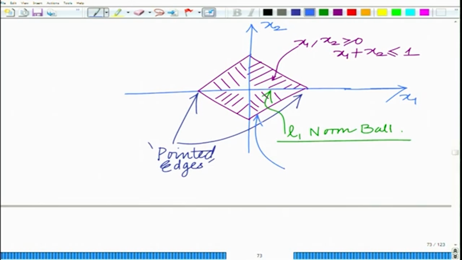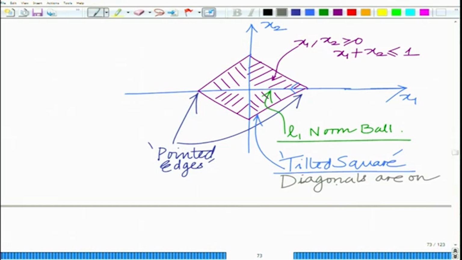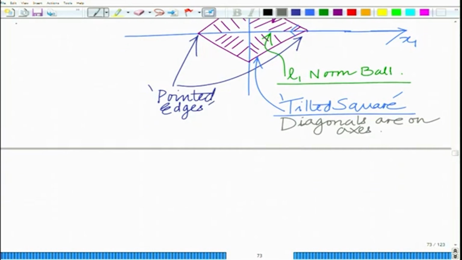So, this is basically your tilted square, and these angles are 90 degrees, it is symmetric, and the diagonals are aligned with the axis, that is, on your x and y axis, or your x1 and x2 axis. So, this is the L1 norm ball.